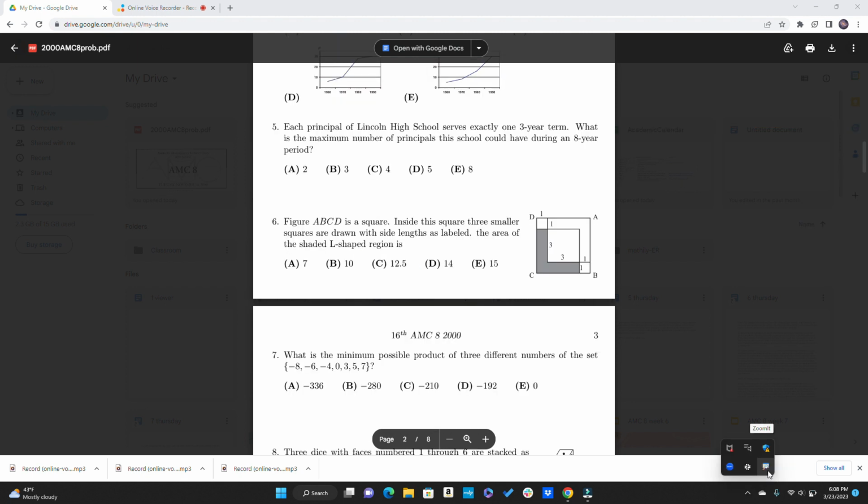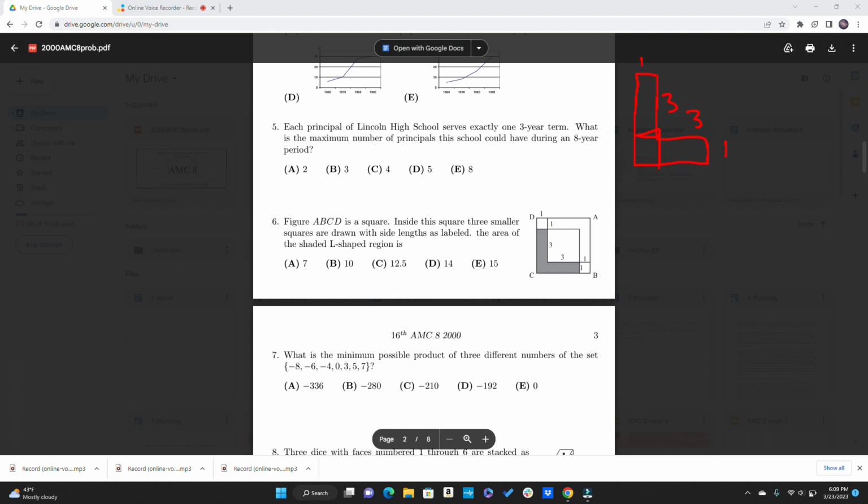All right, so we've got a square, and we want to find the area of the shaded L shape. Well, looking at that L, I actually think it might be easier if we broke it down into 2 rectangles and a square, right? You see those 2 rectangles and a square, and we know this is a 3, this is a 3, this is a 1, this is a 1. If we take the areas of each of these shapes separately and add them together, that'll give us the total area of the L shape, right?